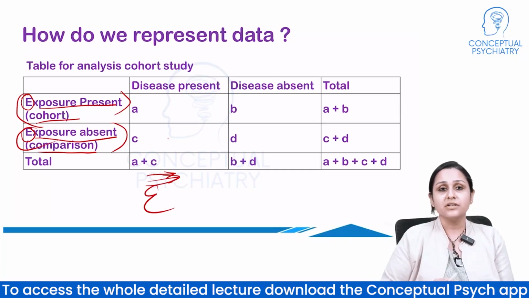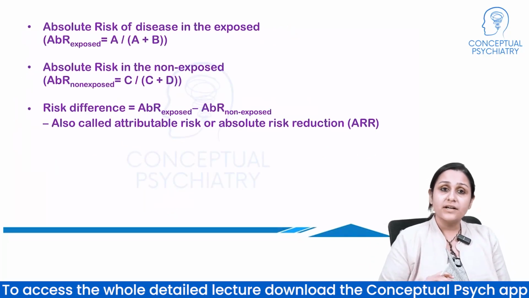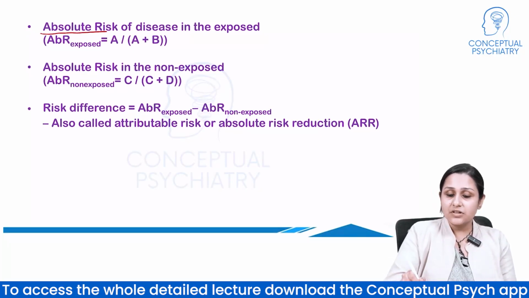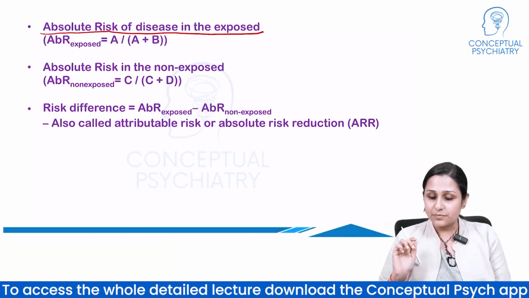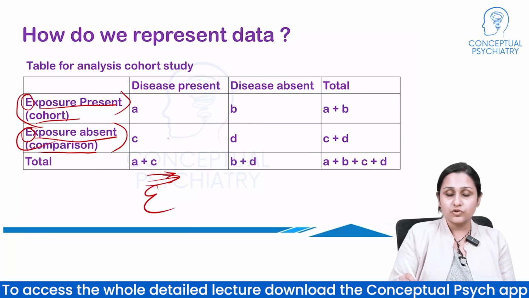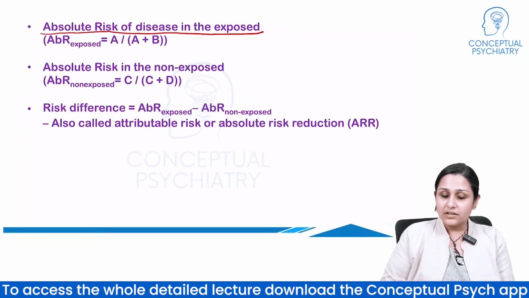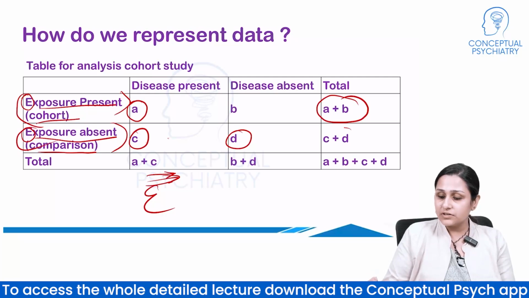What information can we derive from this data? A, of course, we can get odds risk, but then we also can get other important variables and statistics as well. We can get the absolute risk of disease in the exposed, which is A upon A plus B. So in the exposed cohort, how many develop the disease out of the total who were exposed to it? So A upon A plus B. Then we can also get absolute risk in the non-exposed. In the non-exposed group, how many got the disease versus didn't get the disease? So C upon C plus D.